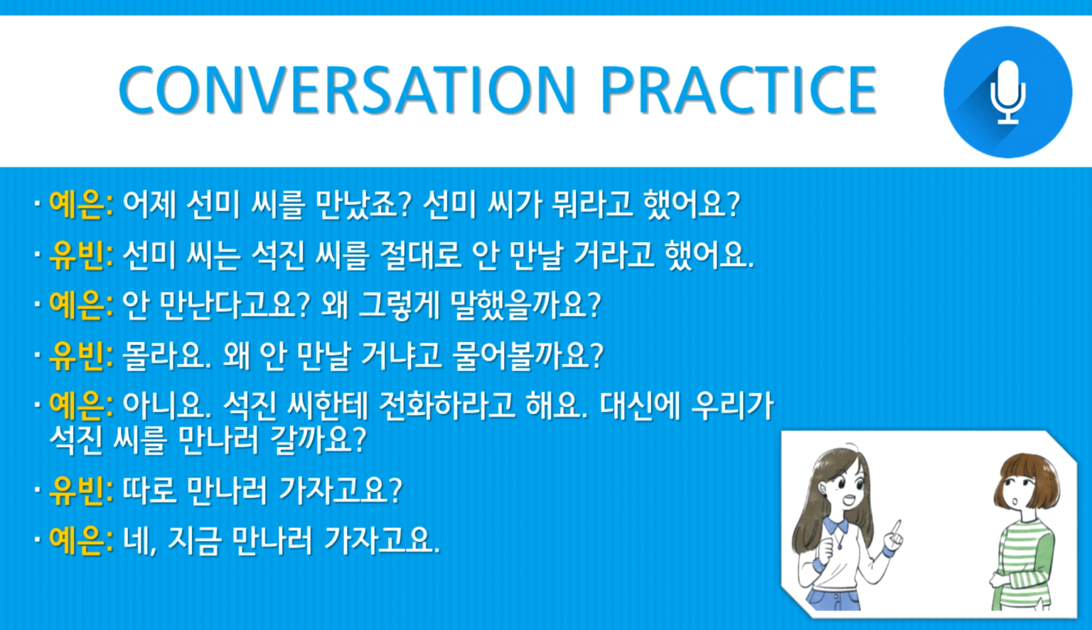어제 선미 씨를 만났죠? 선미 씨가 뭐라고 했어요? 선미 씨는 석진 씨를 절대로 안 만날 거라고 했어요. 안 만난다고요? 왜 그렇게 말했을까요? 몰라요. 왜 안 만날 거냐고 물어볼까요? 아니요. 석진 씨한테 전화하라고 해요. 대신에 우리가 석진 씨를 만나러 갈까요? 따로 만나러 가자고요? 네. 지금 만나러 가자고요.